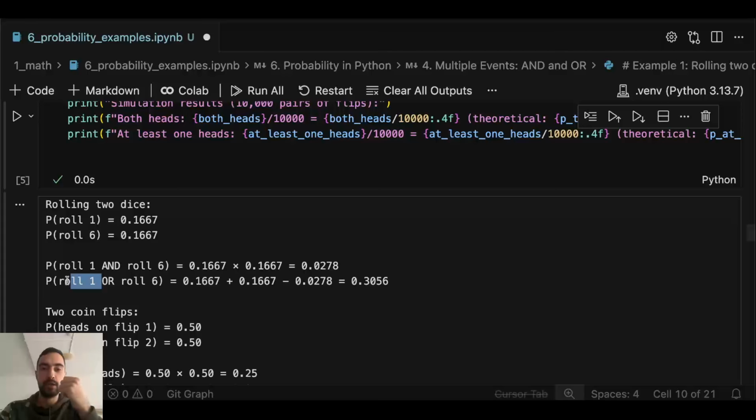But if we get 1 and 6, that's not what we want. So we will subtract the probability of getting 1 and 6, because that's not what we're looking for. And so the probability of getting 1 is this, and probability of getting 6 is the same. And then subtract if we get both 1 and 6, and this is the probability that we get 1 or 6 if we roll 2 dices.